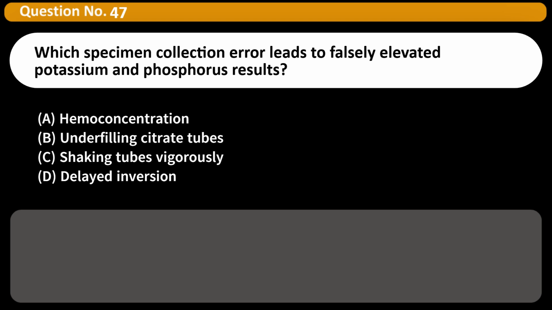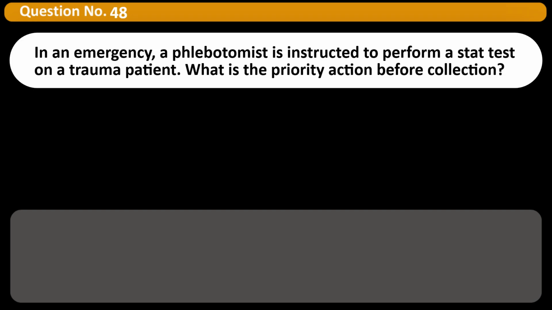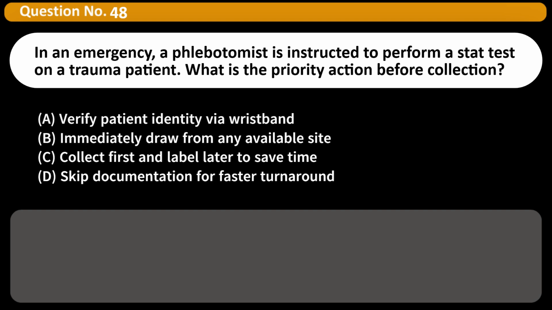A. Hemoconcentration. B. Underfilling citrate tubes. C. Shaking tubes vigorously. D. Delayed inversion. Answer C. Vigorous shaking lyses red blood cells, releasing intracellular potassium and phosphate, leading to erroneous elevations. In an emergency, a phlebotomist is instructed to perform a stat test on a trauma patient. What is the priority action before collection?